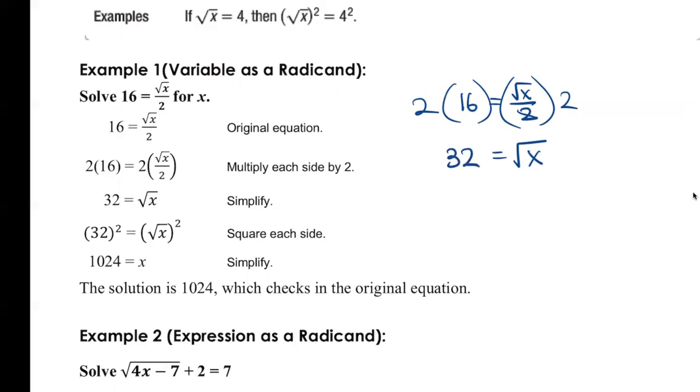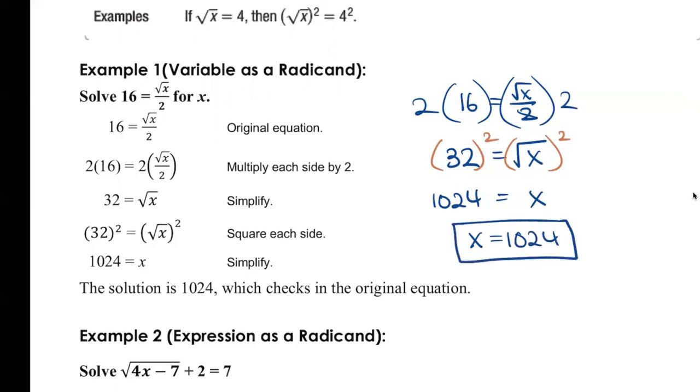And then to solve for x, now that I've isolated the radical, I can square both sides of my equation. So that leaves me with just x, and 32 times 32 gets me 1,024. So that would be your final answer.